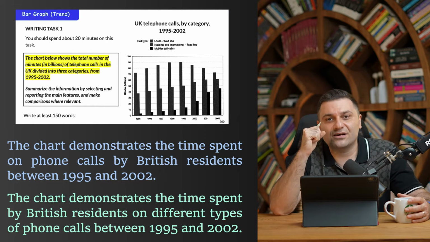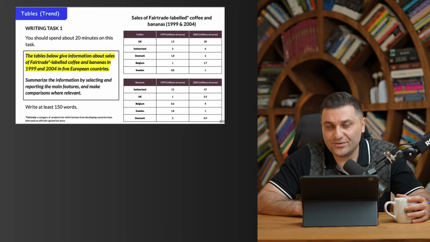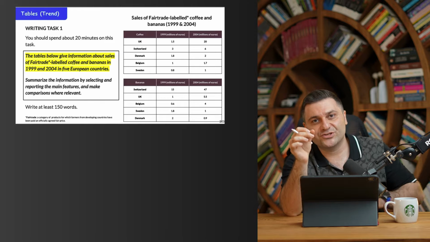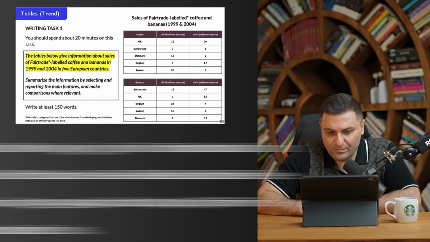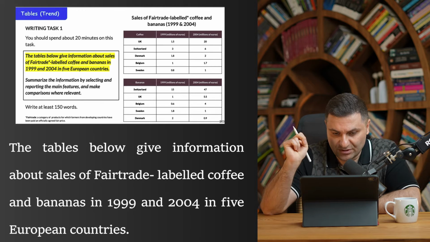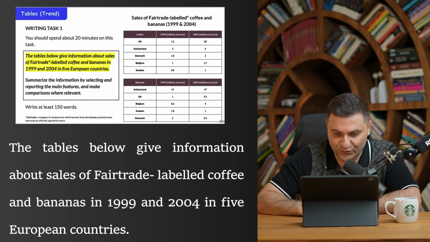Now let's take a look at another example, a table. As you can see on your screen, this is a sample question of a table. Let's take a look at the question. There are 2 tables below giving information about sales of fair trade labeled coffee and bananas in 1999 and 2004 in 5 European countries.